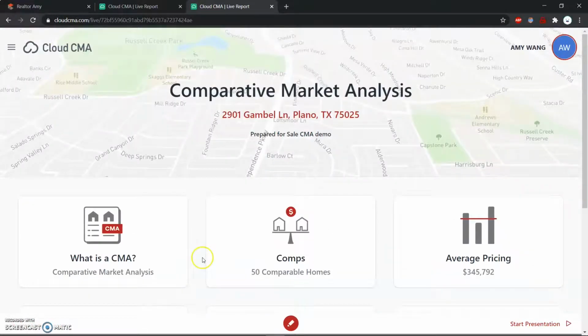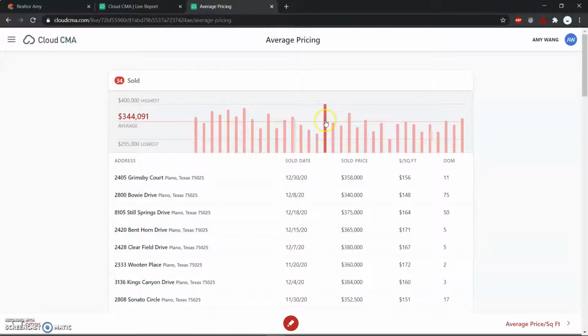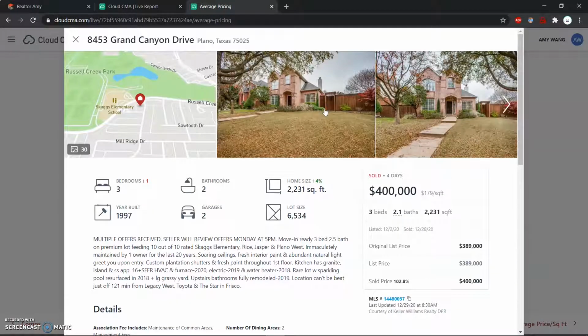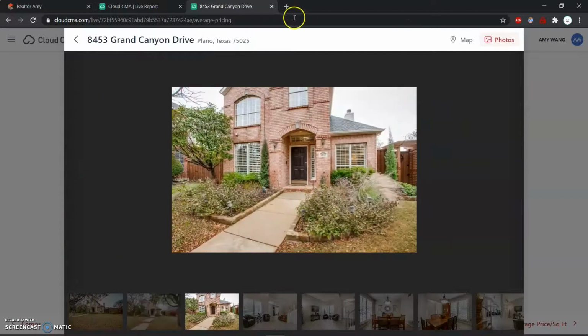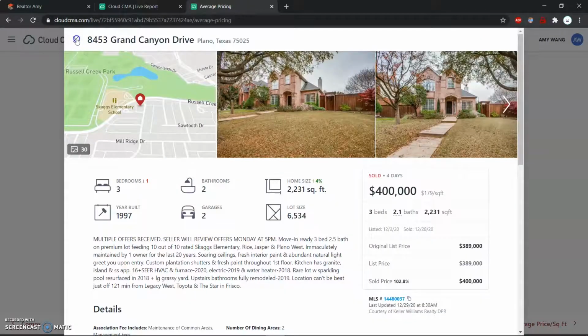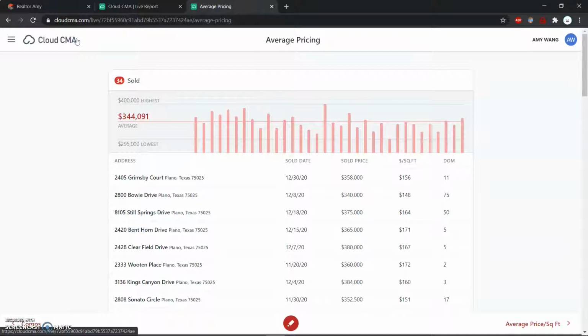Okay, let's go to the average pricing. You can see this is the average price for sale of the whole group of houses in this CMA. You can see this house is expensive, but it sold for $400,000. Why is it so good? Click the button to see that, and make your house as fancy as this to sell at a better price. Or if you want to buy a house, this will help you set a good price in your offer.